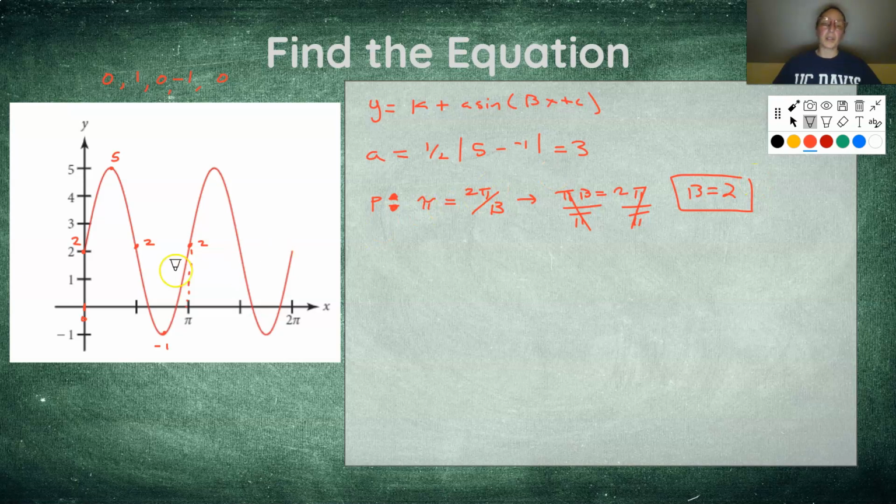So that's what you're doing. You're eyeballing the period, and then you're using the equation, whatever you figured out how long your period is, that's equal to 2 pi over b, and you solve that, and that's what pops out your b. So now I figured out my a, I figured out my b.